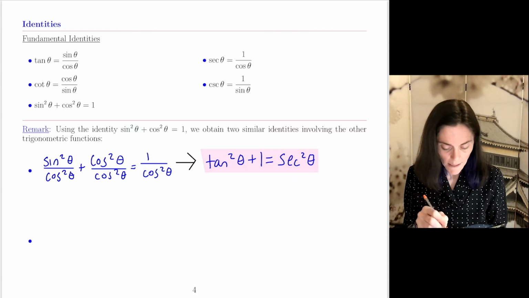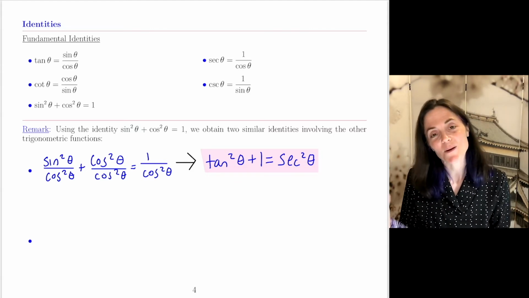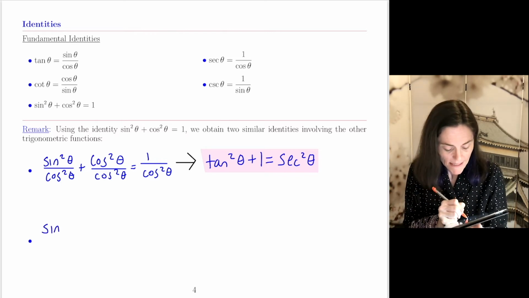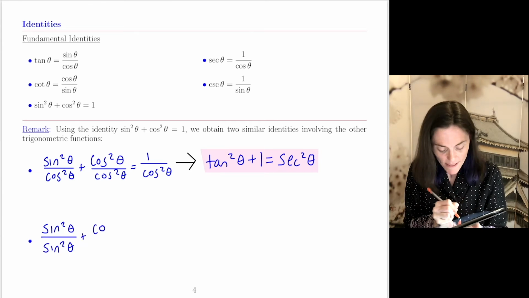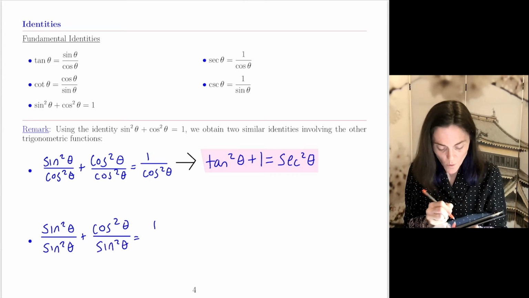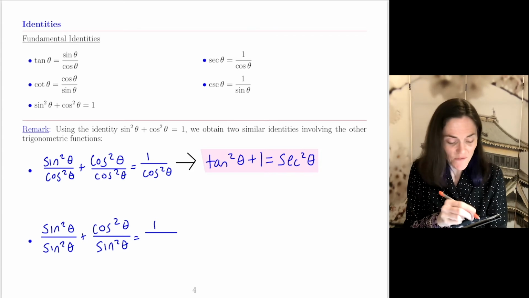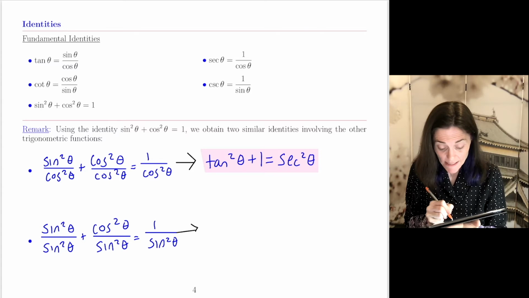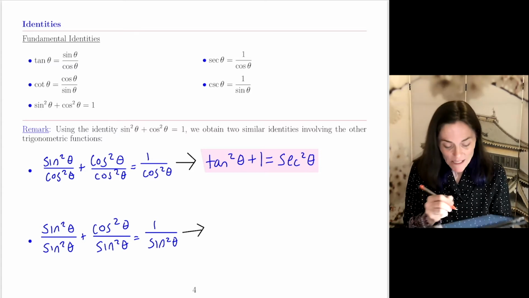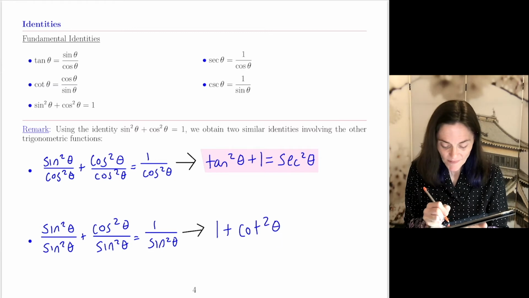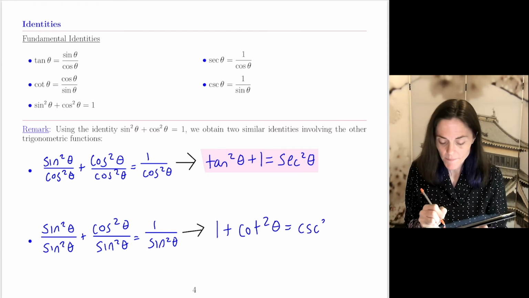Now the other one, we just take sine squared plus cosine squared is 1, and we divide by sine squared. So here you notice we get sine squared theta over sine squared theta. Then we have cosine squared theta over sine squared theta. And then this will be 1 over sine squared theta. It's very similar to the last one we just did. But you see, once again, this is another identity. From this, we see 1 plus the cotangent squared equals cosecant squared.